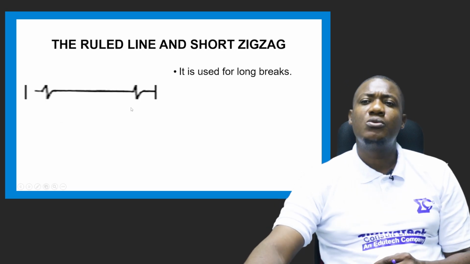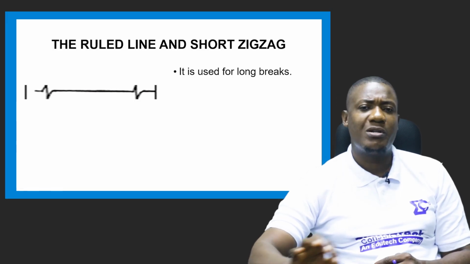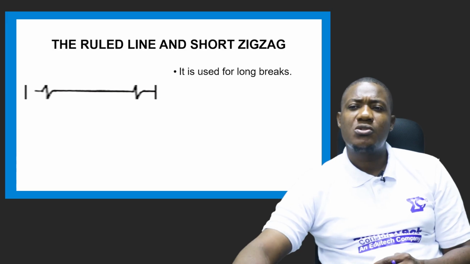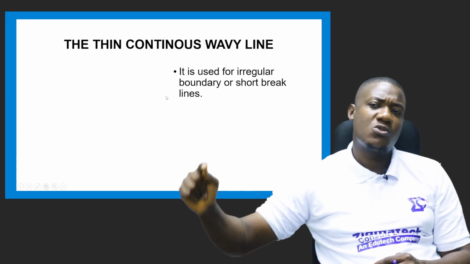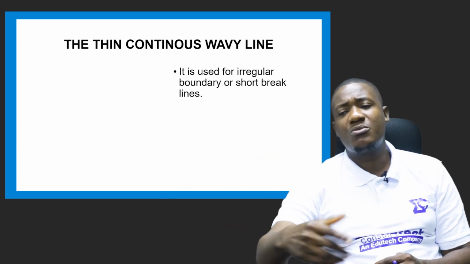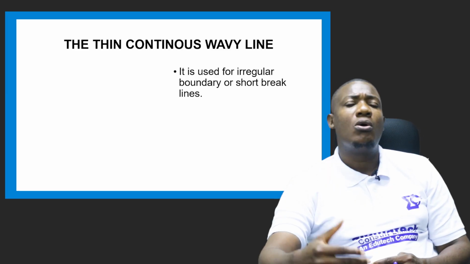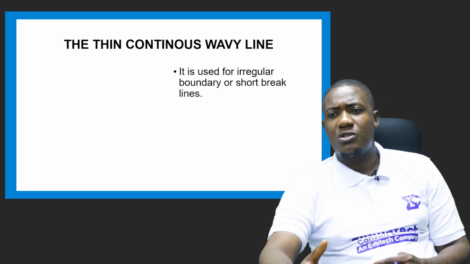The ruled line and short zigzag, they are specially used for long breaks. When you want to show long breaks, we make use of this line to show that. We also have another line, a continuous wavy line, a line that is wavy like this. Specifically, we use them to show boundaries or short break lines. We use them to show that the continuous line is important.